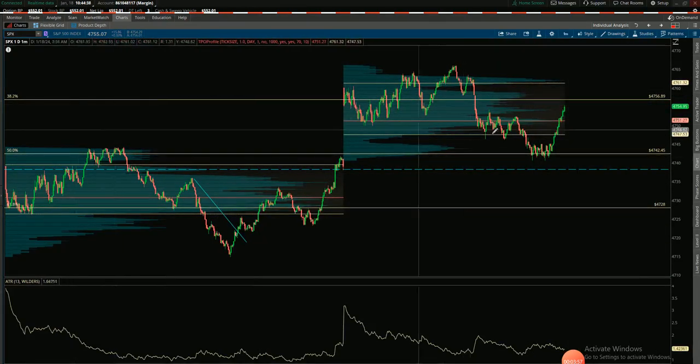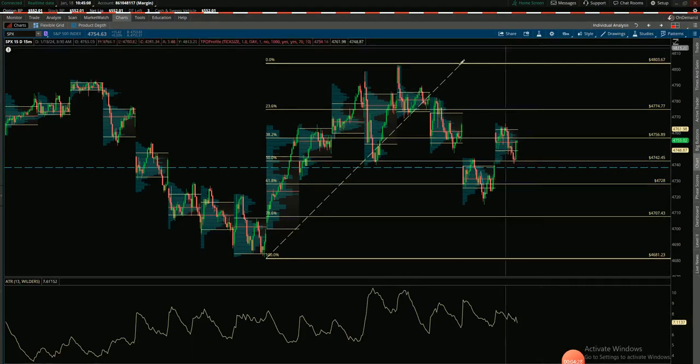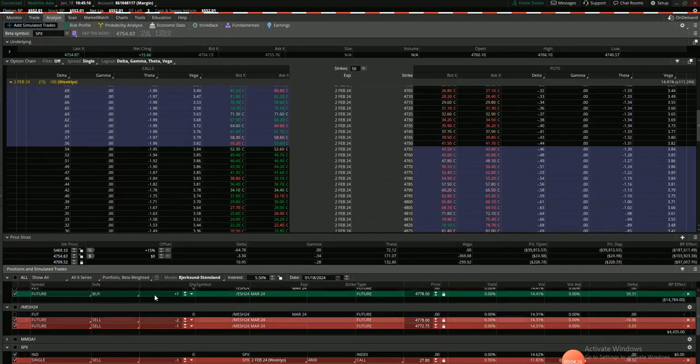And so what we're looking at is possibly, if we go up here, let's take a look. We might get a move up to the all-time highs there at 4,800. I think it's probably going to happen that we are going to go up to that point. So we just want a little bit of positive delta, get a little bit of time value out of this thing, hopefully. Go back to the analyze tab.